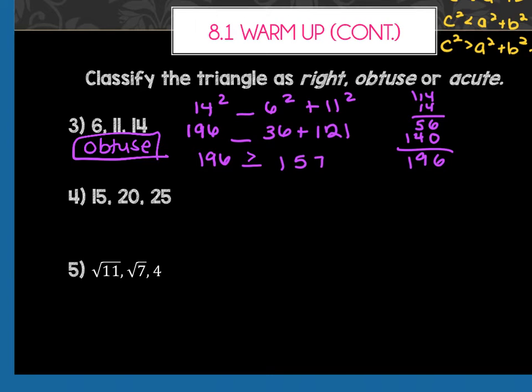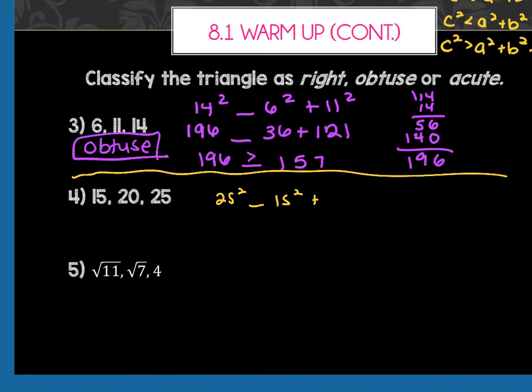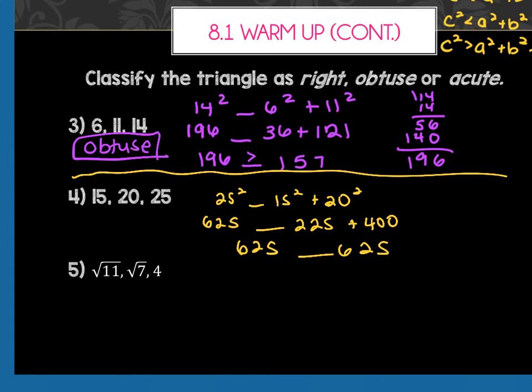Okay, then I have 15, 20, and 25. What's going to go by itself? 25. So 25 squared has what relationship to 15 squared plus 20 squared? What's 25 squared? 625. What's 15 squared? 225. 20 squared? 400. Good. So 625 has what relationship to 625? They're equal, which makes this triangle a right triangle.